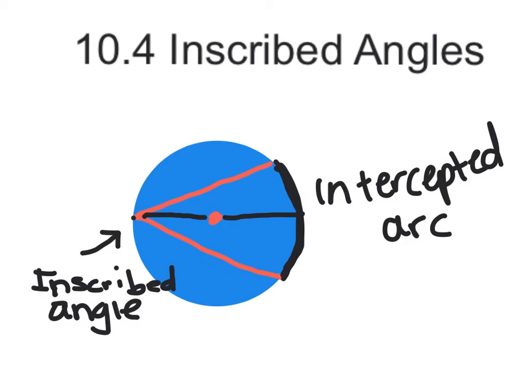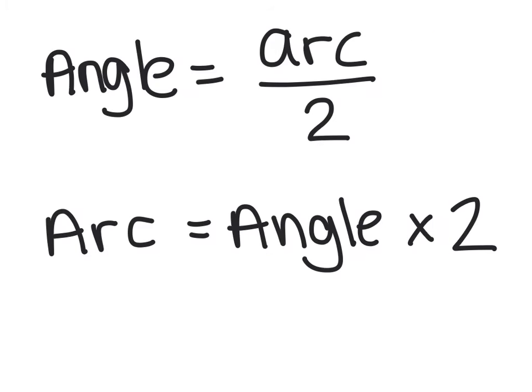Let's take a look at our formulas we're going to be using today. So if we are wanting to find an angle measure, it is going to be smaller than the arc. So we take the arc degree that it opens up to, and you're going to have to divide it by 2. If you want an arc measure, you will take the angle and times it by 2. So you're either going to divide by 2 or multiply by 2 today.